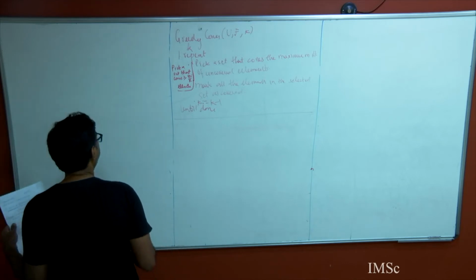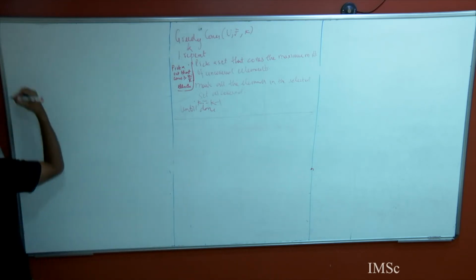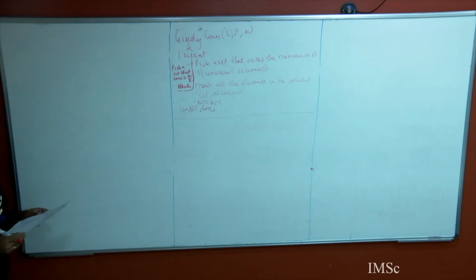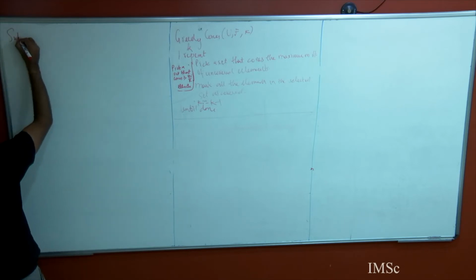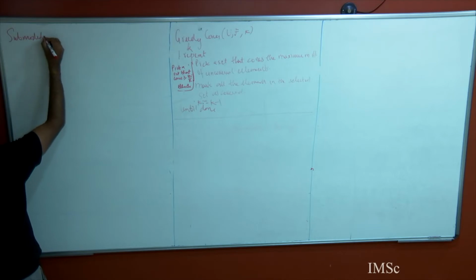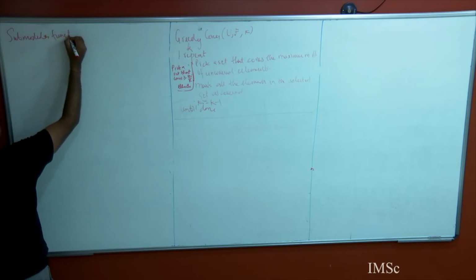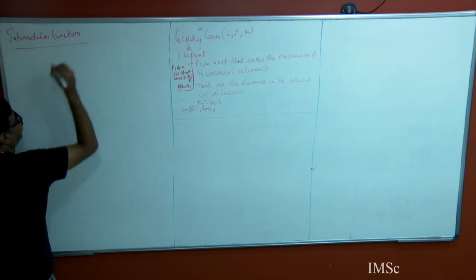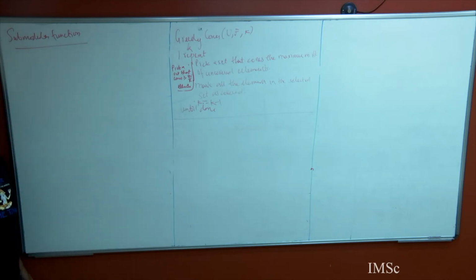So what we are going to do is something called submodular optimization. So first, what is a submodular function? If you have done parameterized complexity, you have seen important cuts, important separators, and that is via submodularity.